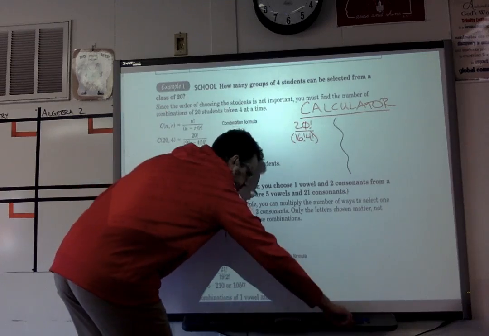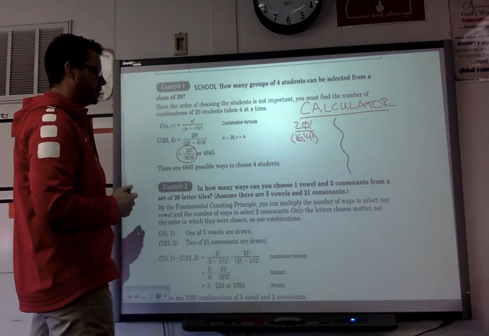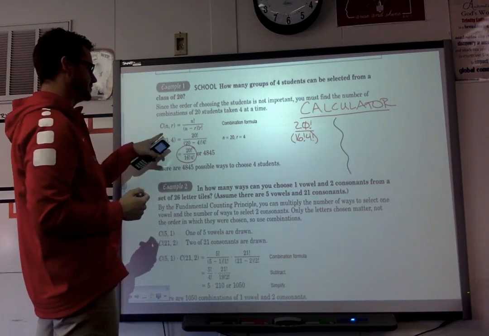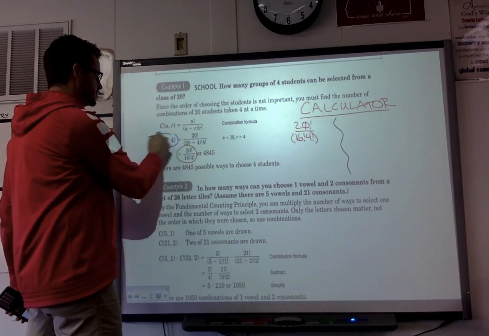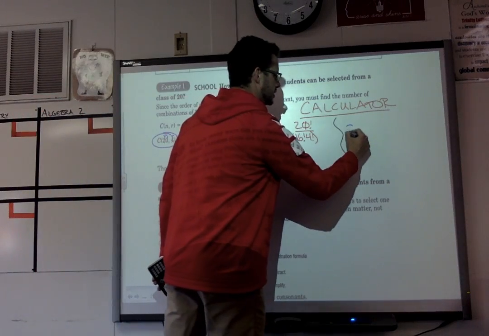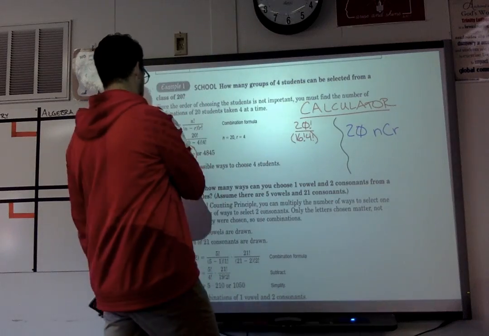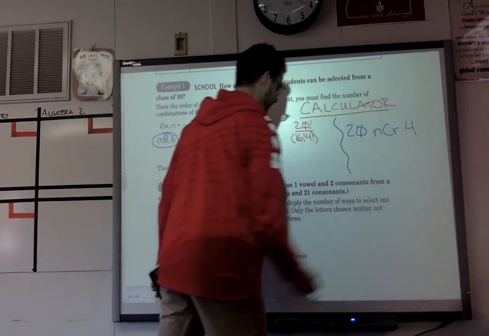Now, the other way you could do this on your calculator, just like we had that nPr symbol, there's also one that says nCr, where you just need to look at those numbers right there, and you would plug in 20 nCr 4.